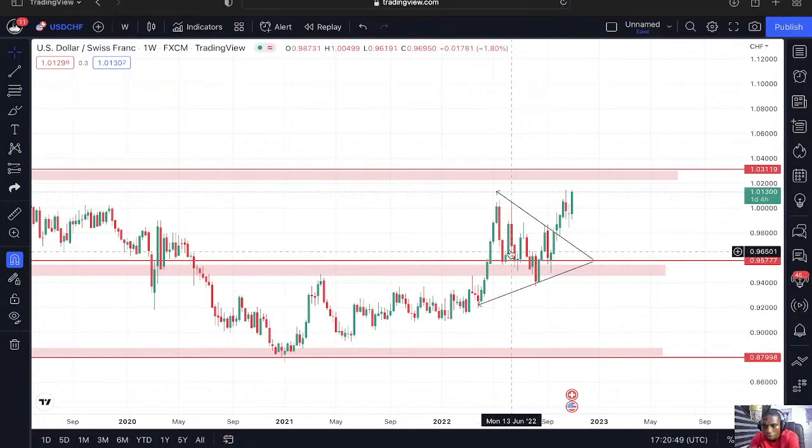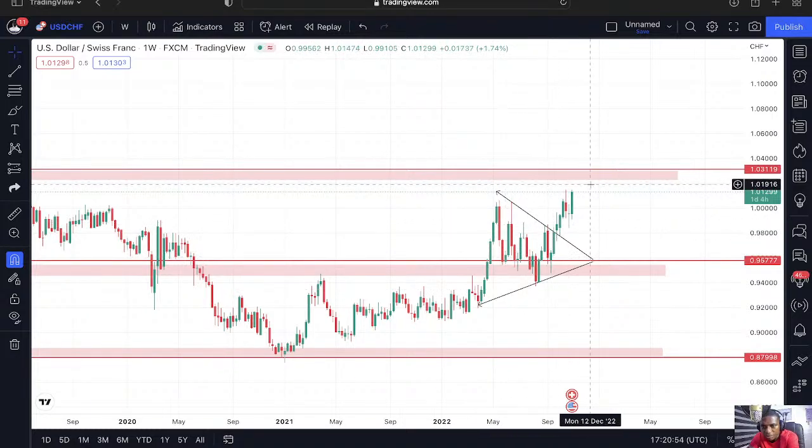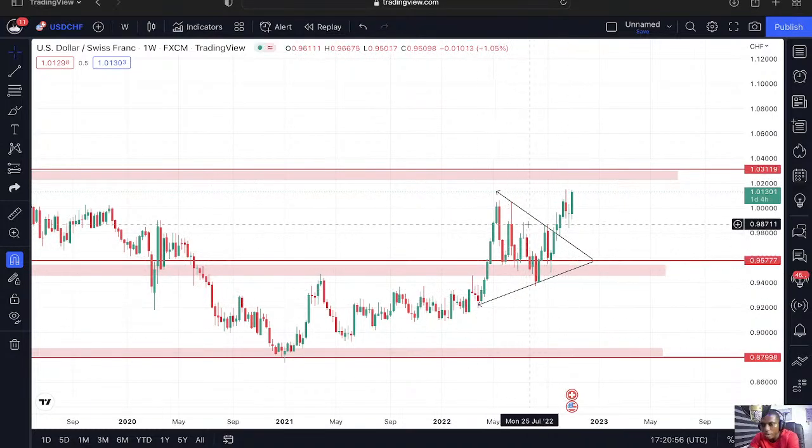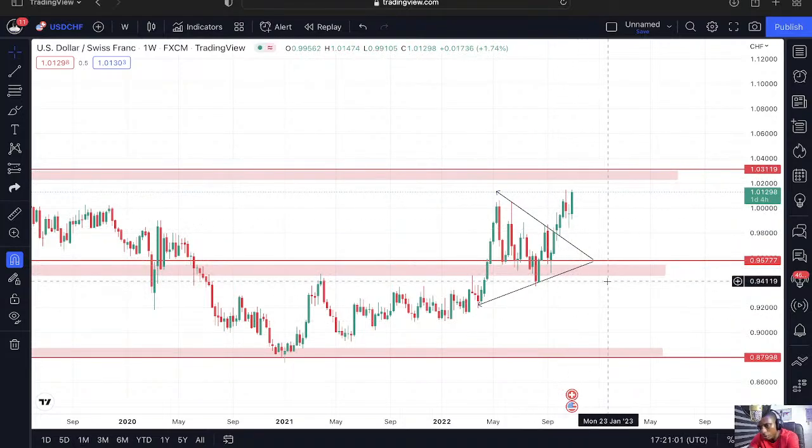All right, so you can see the symmetric triangle, and then price breaks up. In a symmetric triangle, price can either break upward or break downward.